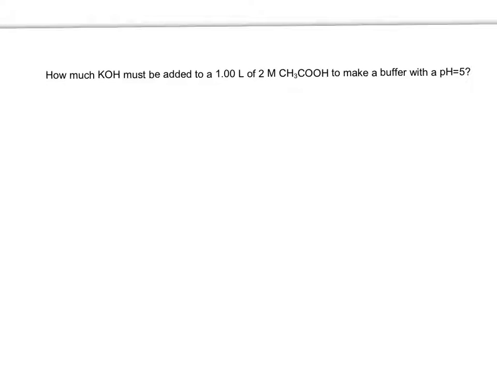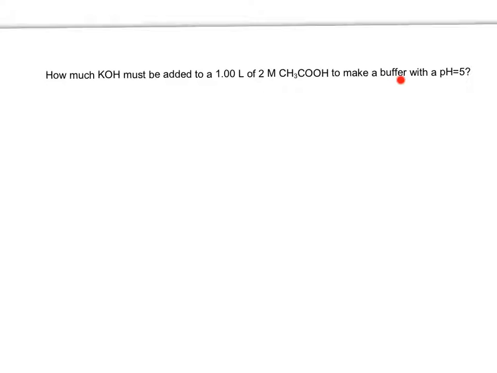Now, it's a hard question. It's hard to figure out what to do first, but there should be something that's really bothering you about this question. When I first read this question, it really bothers me because it's asking how much potassium hydroxide I'm adding to acetic acid to make a buffer with a pH of 5. What's a buffer?